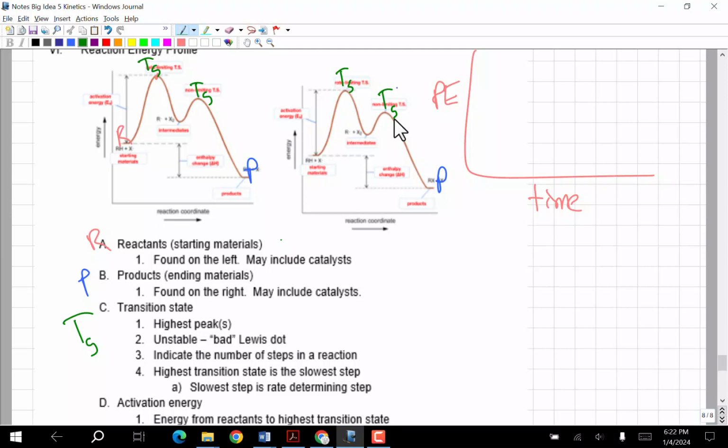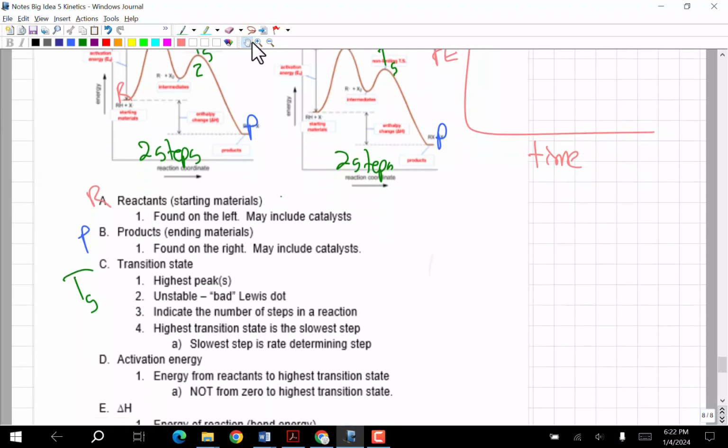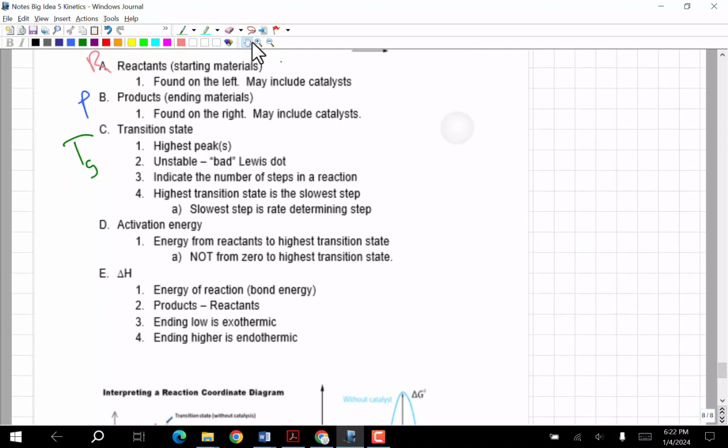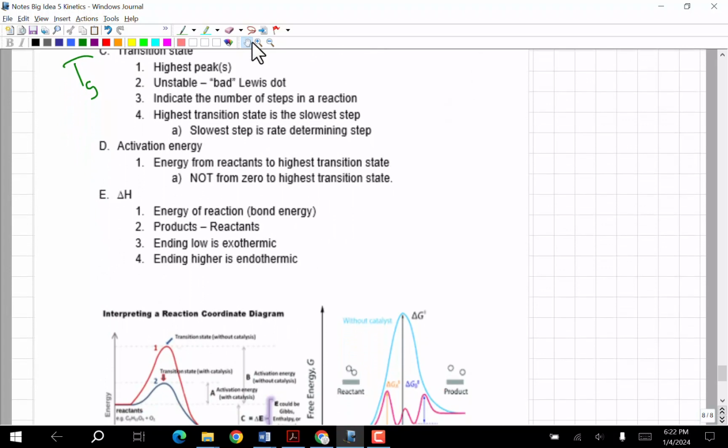So the transition states indicate the number of steps in a reaction. So this one is 2 steps. This one is 2 steps, right? Step 1, step 2. The highest transition state is the slowest step, okay? The slowest step is the rate determining step. Good. Activation energy is energy from the reactants to the highest state, the transition state.